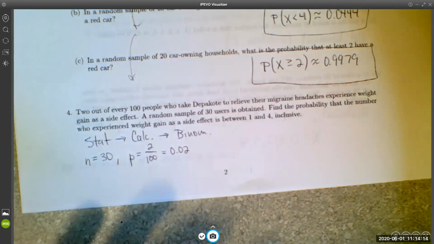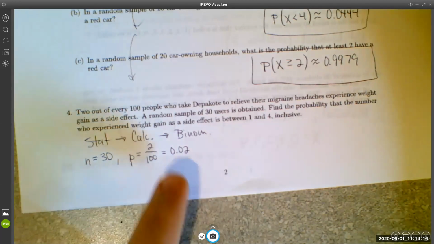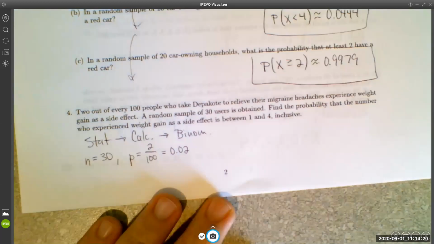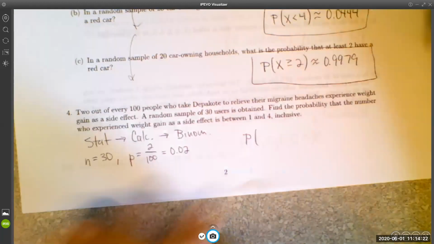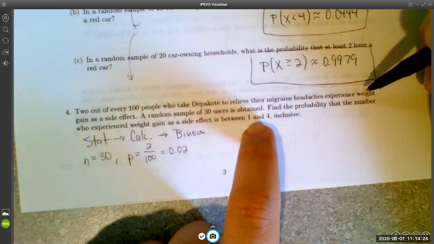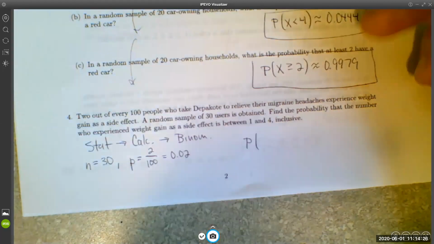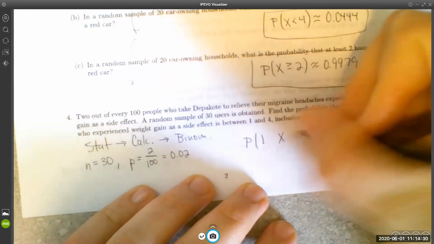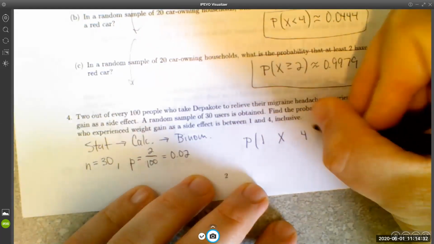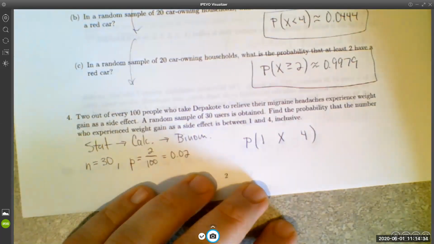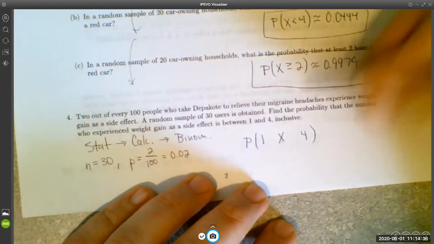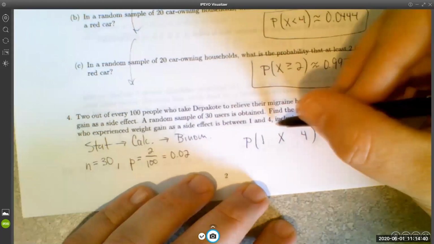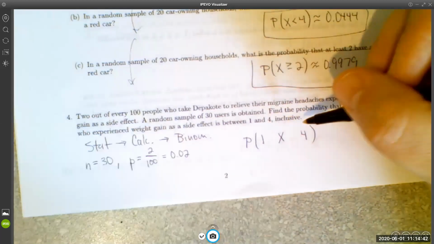Okay. So we're going to go to the binomial calculator and put in these parameters. And then we want to compute the probability that x is between 1 and 4 inclusive. What does that mean? Well, we're looking for the probability that x is between 1 and 4. So I'm going to write it like this, just exactly the way it seems like it should be, right? X is between 1 and 4. When it says inclusive, it means that x could be 1 or 4.